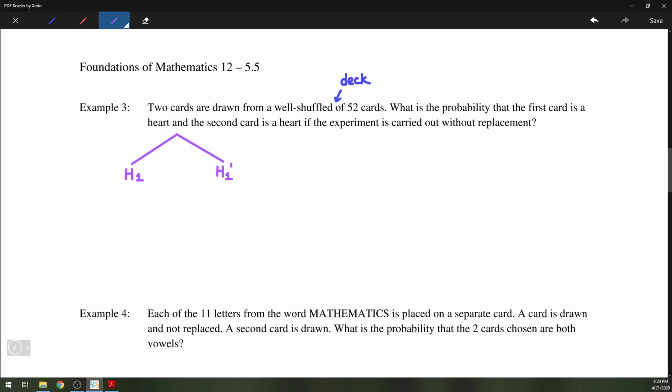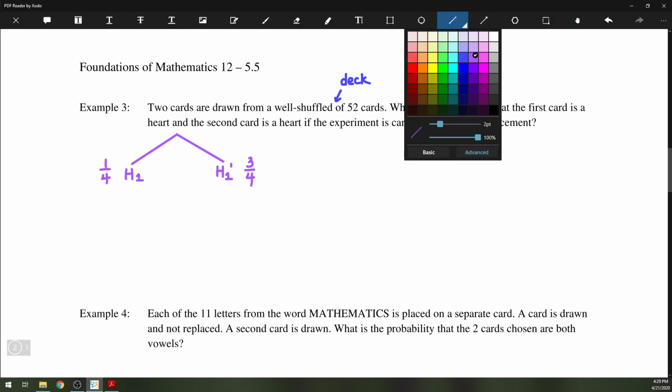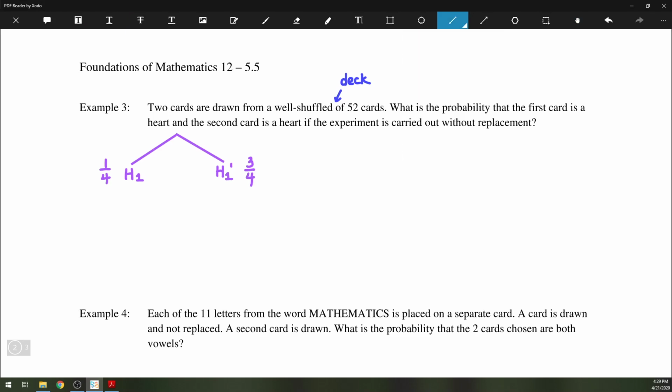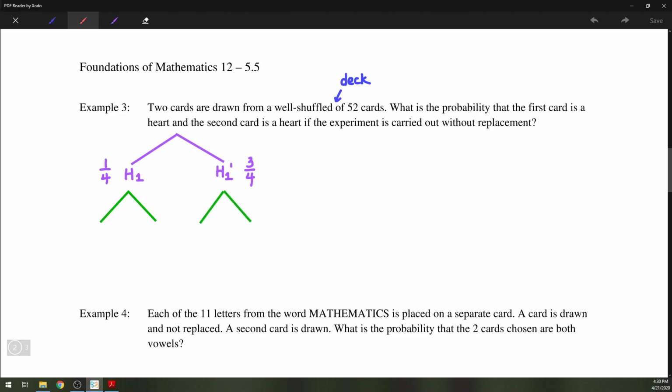Now, if you think about it, the hearts will be 1/4 of the deck, and the not hearts will be the other 3/4. So those are the associated probabilities for the events. The second piece will be drawing a second heart. And of course, that depends on what the first card that you drew was. So this will be heart 2, not heart 2, heart 2, and not heart 2.